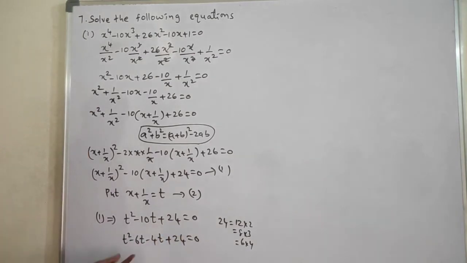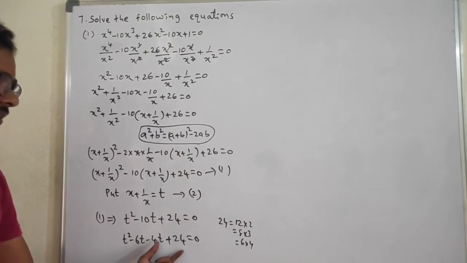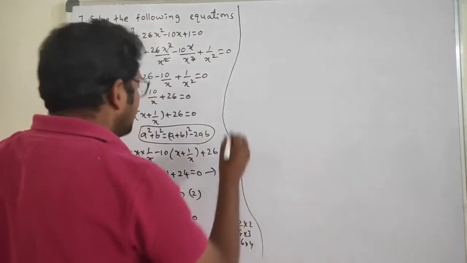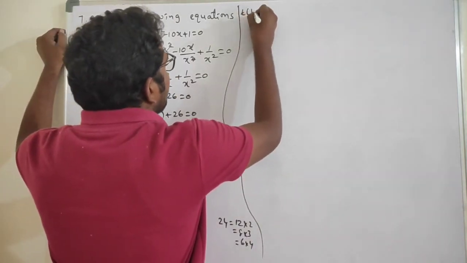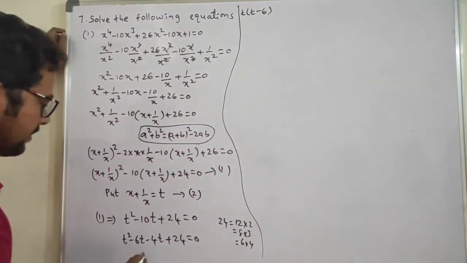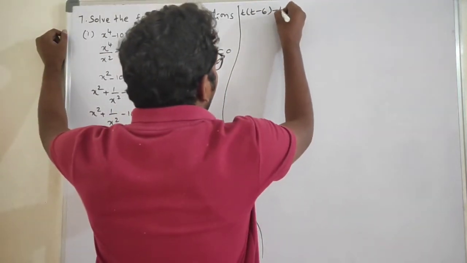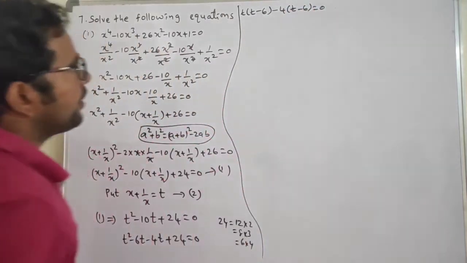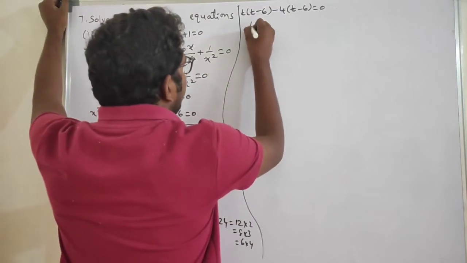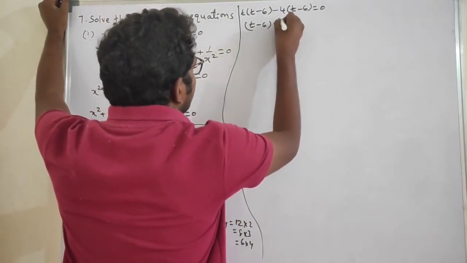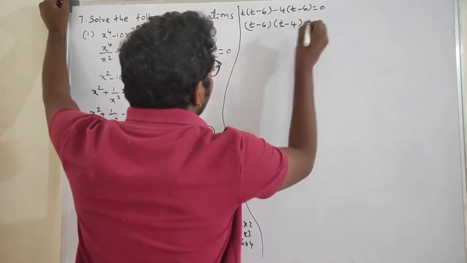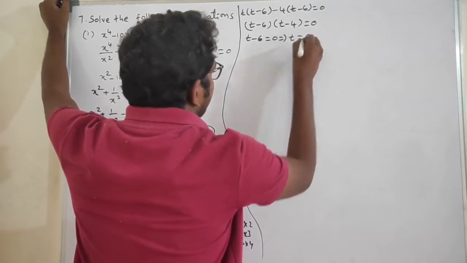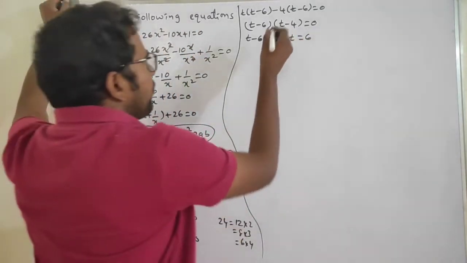So take out t common from the first two terms, and from the last two terms take out minus 4 common. From the first two terms t common, what remains is t minus 6. Take out minus 4 common, remaining t minus 6, equals 0. So again what is common? t minus 6 common, remaining t minus 4 equals 0. So t minus 6 equals 0, which implies t equals 6. Again t minus 4 equals 0.